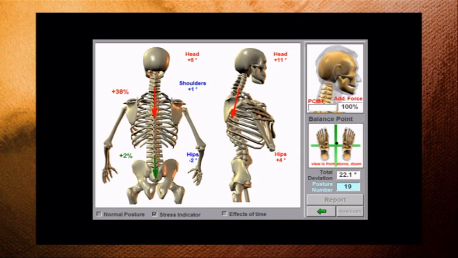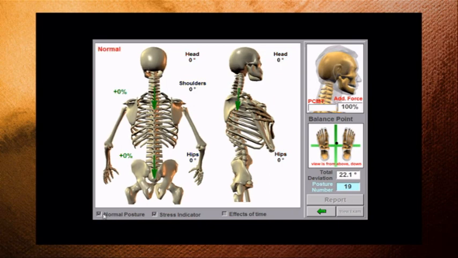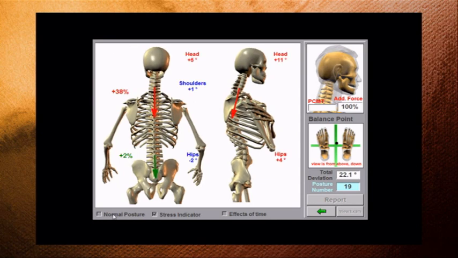Now, one of the things that PosturePro can do that's unique is show the patient what a normal posture should be by clicking on this normal posture button, and then unchecking it. The spine will snap to the actual results of the patient's exam. To make this even more impactful, we've added a feature that we call the effects of time. Now, PosturePro will actually show the degeneration of a person's posture over time.